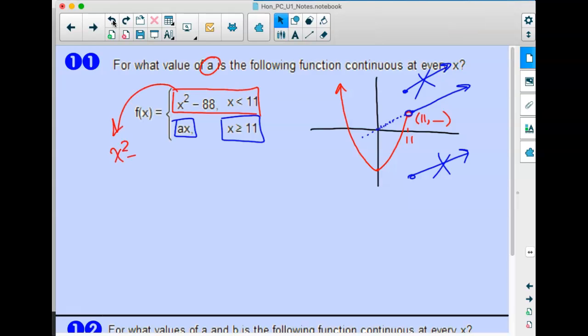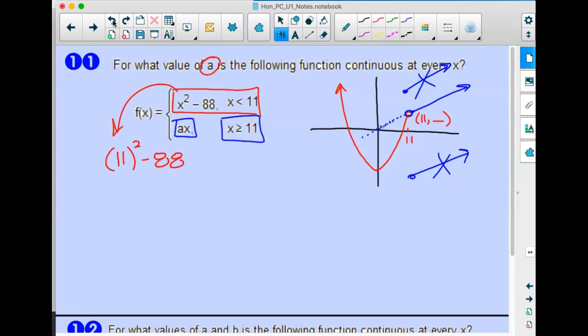So what is x squared minus 88, if you were to put 11 in for x, right? So 11 squared minus 88, and we'll get the place where that hole is, right? That should equal 33. If you put in 11, you get 33 back for y. So we want to figure out what would give us 33 back out for that function, right?